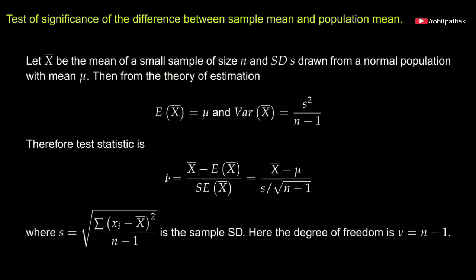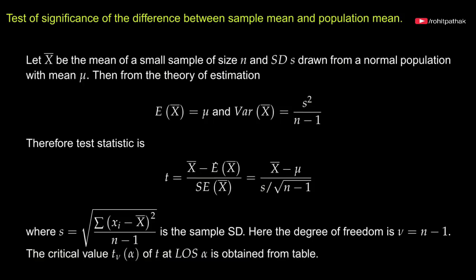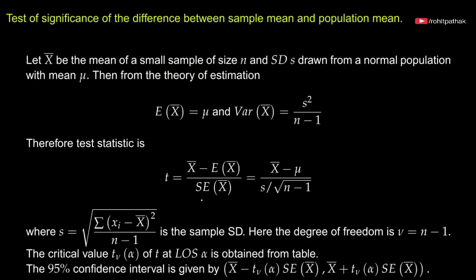After calculating the value of t, we compare this value of t with the critical value of t at level of significance alpha at degree of freedom nu. If we find that this value is greater than the critical value, then we reject the null hypothesis and accept the alternative hypothesis. The 95% confidence interval is given by x bar minus t nu alpha standard error of x bar to x bar plus t nu alpha standard error of x bar. So we can find either 95% or 98% confidence interval using this formula. Here t nu alpha will change in case of 98% confidence interval.